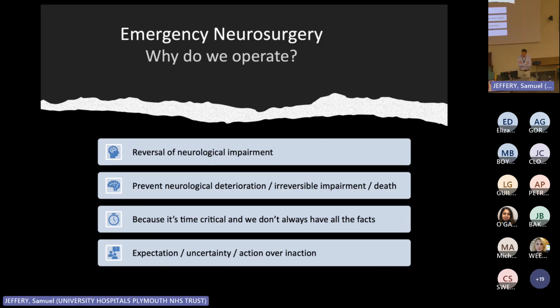Sometimes we operate because it's a time critical problem and we don't have all the facts we need to make the right decision. So sometimes people get operations where in retrospect you think, well, maybe it wasn't the right choice. And sometimes there's expectation, uncertainty, and also feeling that doing something is better than not doing something. And those are all the things that we need to consider when we're making decisions about who we operate on.